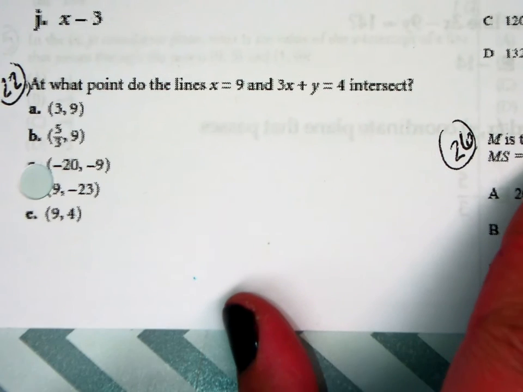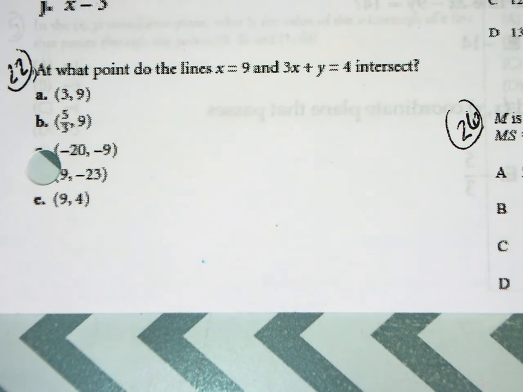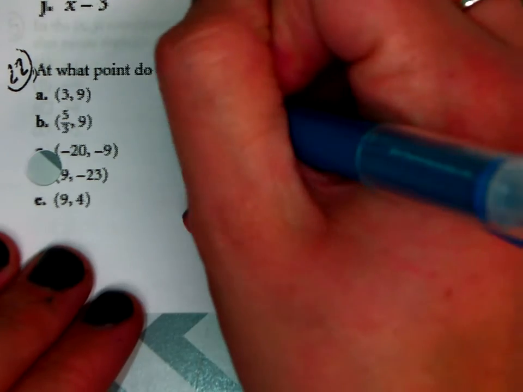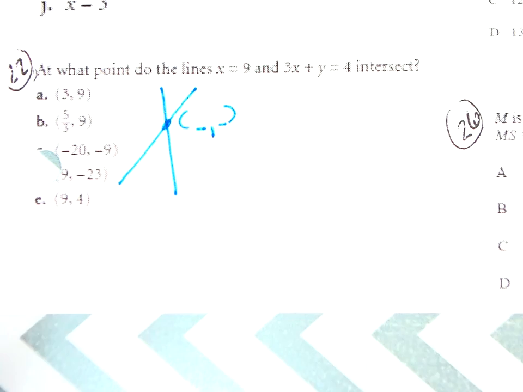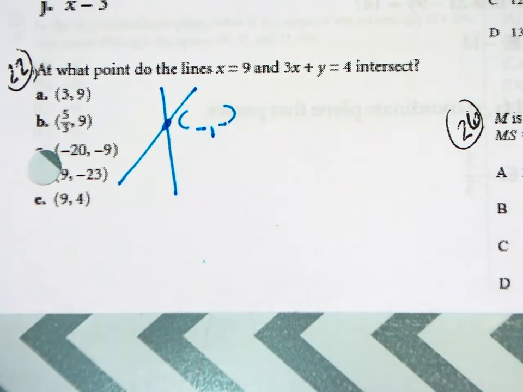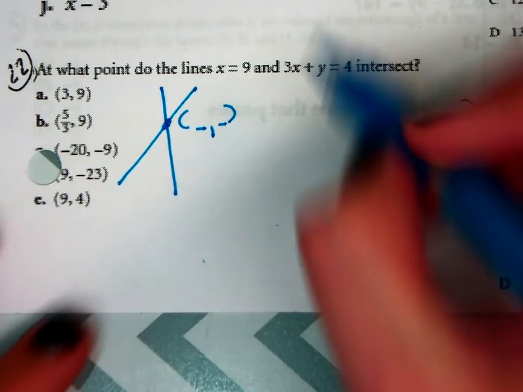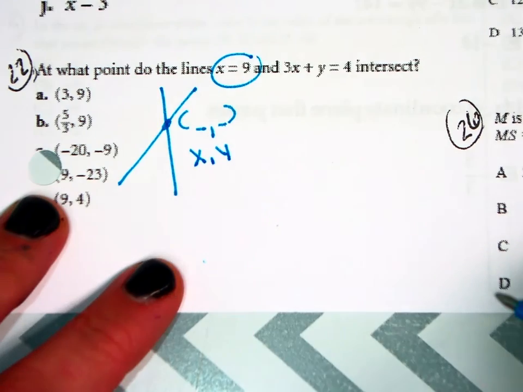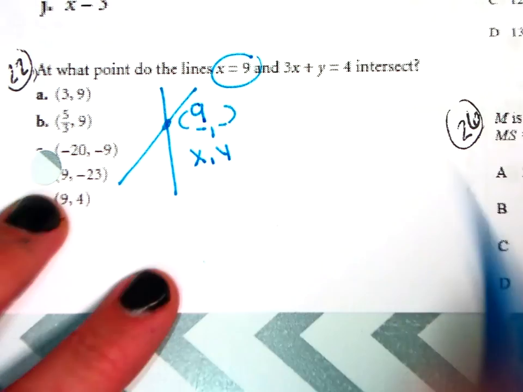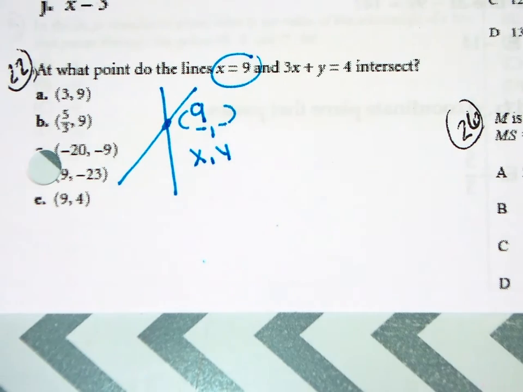Number 22, at what point do the lines x equals 9 and 3x plus y equals 4 intersect? Now, what you're actually doing is, this is a system. So you have two lines, they're crossing. It wants to know, hey, what points do they cross at? Like, what is the location? Well, it tells you that x is 9. And since this is a coordinate, the x coordinate always goes first. So we know that 9 is the first part of the answer.